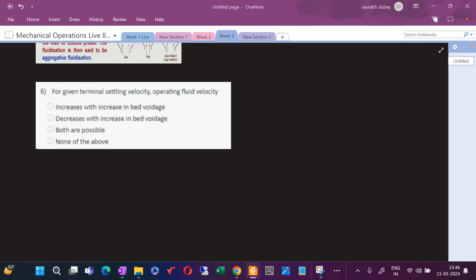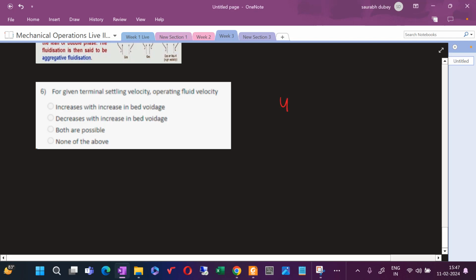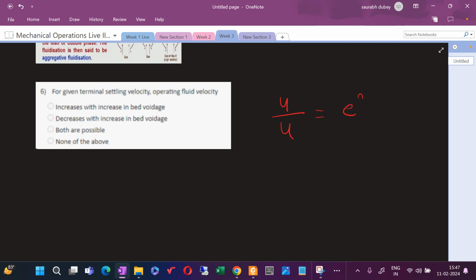This value of n is the one that actually tells you what is going to happen. And if you remember this, the u by ut equals e to the power n.